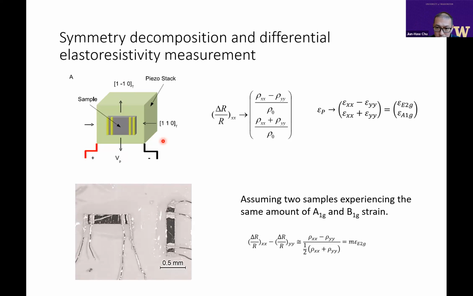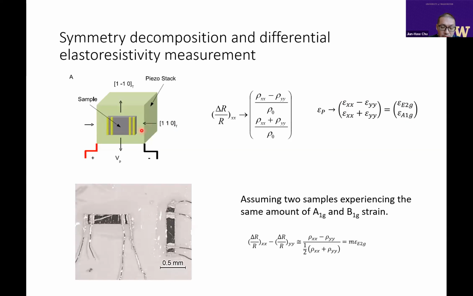is not the same. So therefore, you're simultaneously applying a strain that can be described by a pure epsilon xx plus epsilon yy, and a pure epsilon xx minus epsilon yy, which is the anisotropic component. So this is an isotropic component, this is an anisotropic component. You're applying a superposition of these two. And then in the language of group theory for the D6h group, one is A2g, the other is A1g.